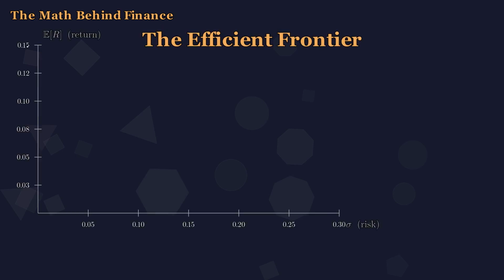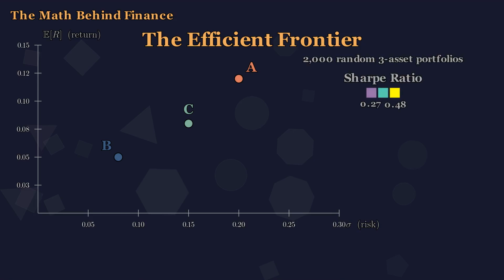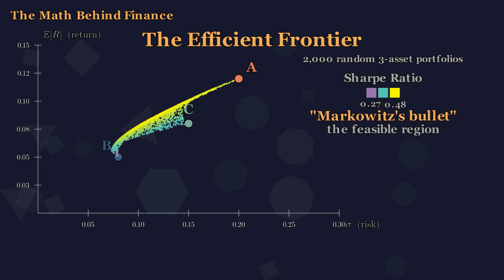Section 3 showed us that two assets trace out a curve, but a real portfolio can hold more. Here are our three: the stock A, the bond B, and the alternative C. What if we could mix all three in any proportion we like? Where do all those portfolios live? Let's find out. I'll sample 2,000 random weight vectors, each one a valid portfolio of our three assets, and I'll plot every one of them in the risk-return plane. Watch what happens. The cloud fills in a bullet-shaped region. Every mix you could ever construct lives inside this shape. Markowitz's bullet, the feasible region of this three-asset universe.